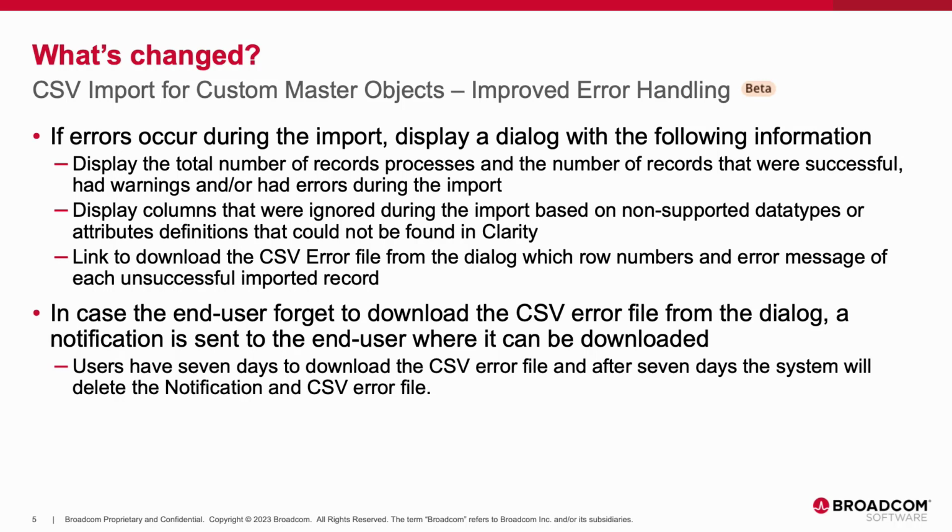Now you're able to download the CSV error file, which you can go ahead and update, and then reload that error file after making your changes and fixes for those records. That CSV error file, just like the CSV export file, will stay there for 7 days. After that, the system will clean up and remove both the CSV error file and the notification.